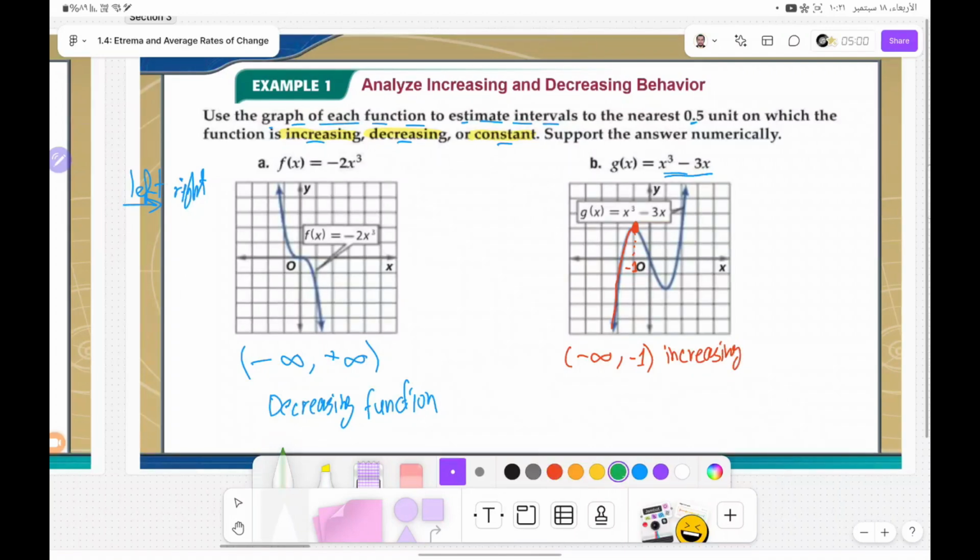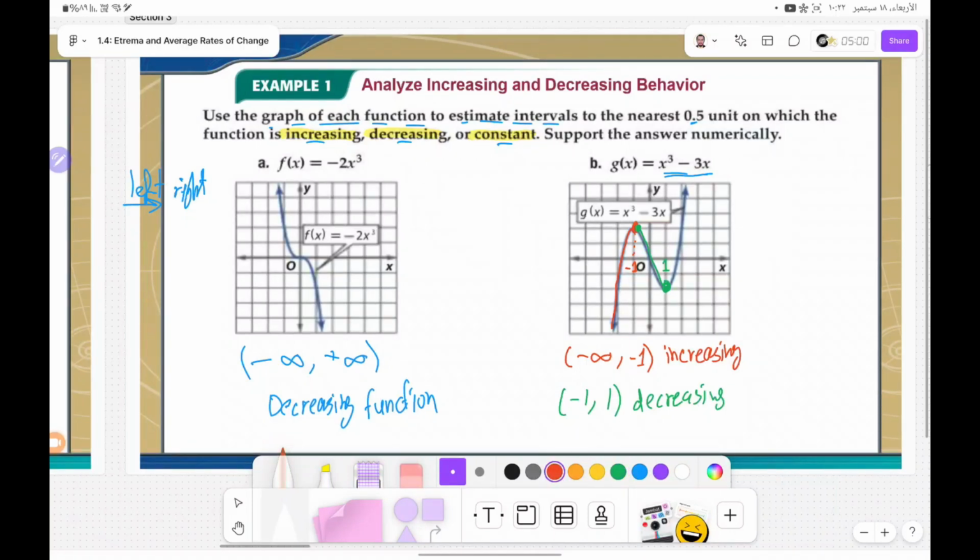Then if we continue moving on the function from this point, from negative 1, the function is going down, to this point on the x-axis. Sorry, not negative 1, this one should be positive 1. So between negative 1 and 1, the function is what? It is decreasing, because it goes from the higher value to the lowest value.